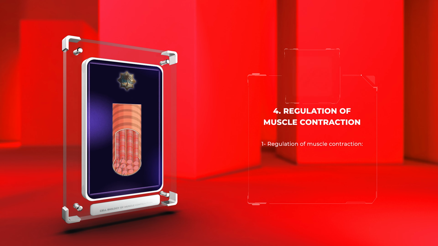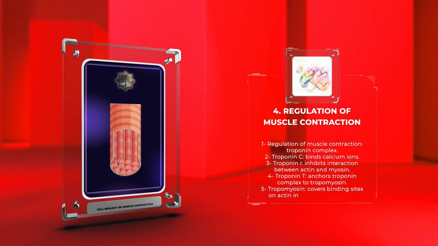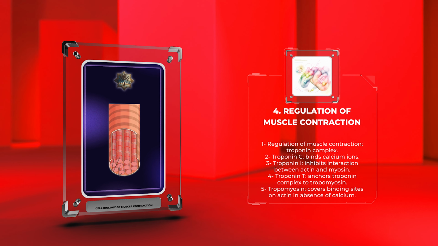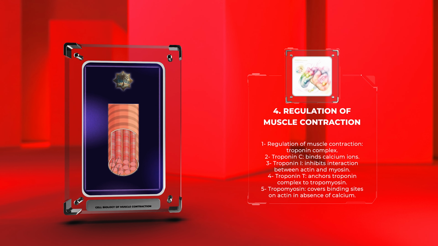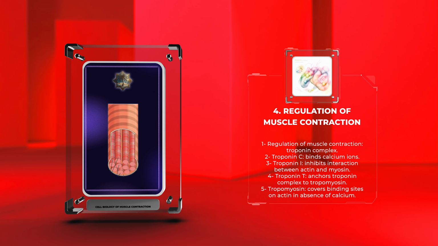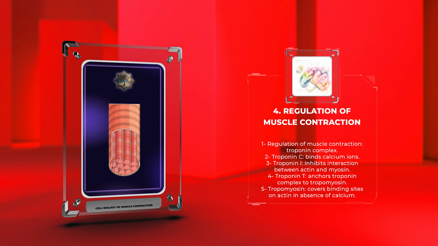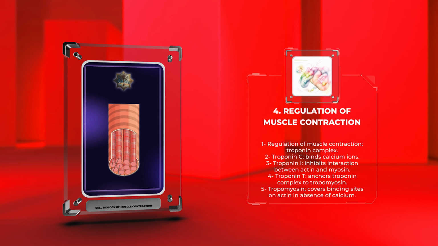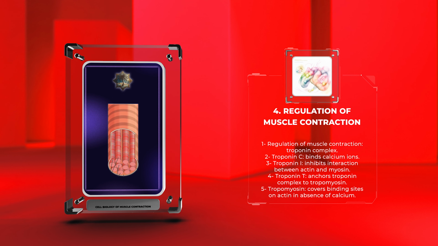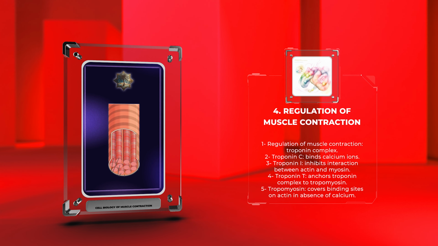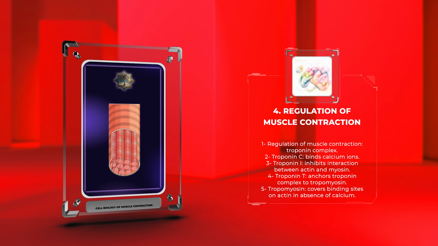The regulation of muscle contraction is intricately controlled to ensure precise coordination and prevent uncontrolled muscle activity. The troponin complex, consisting of troponin C, troponin I, and troponin T, plays a vital role in this regulation. Troponin C binds calcium ions, while troponin I inhibits the interaction between actin and myosin. Troponin T anchors the troponin complex to the tropomyosin, another regulatory protein that covers the binding sites on actin in the absence of calcium.